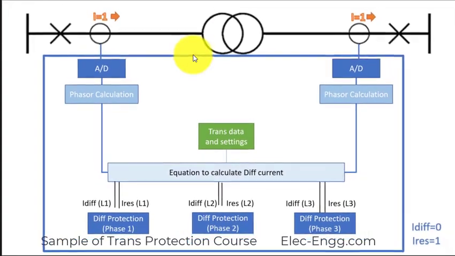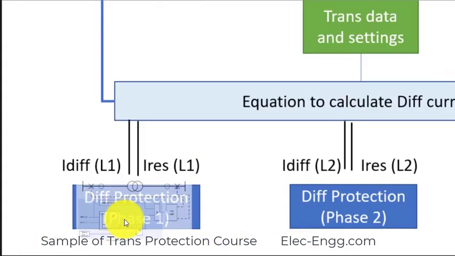So after calculating IDIF and I restraint for each phase, there is a separate differential algorithm for each phase: phase 1, phase 2 and phase 3.